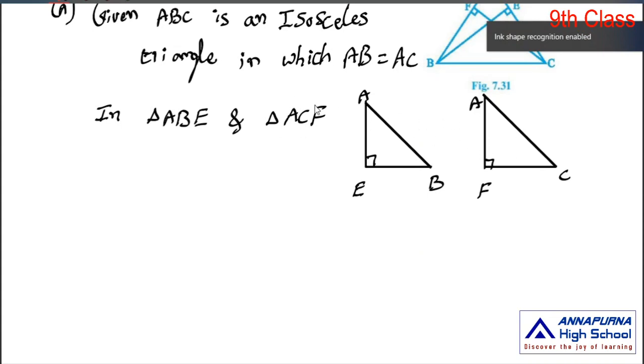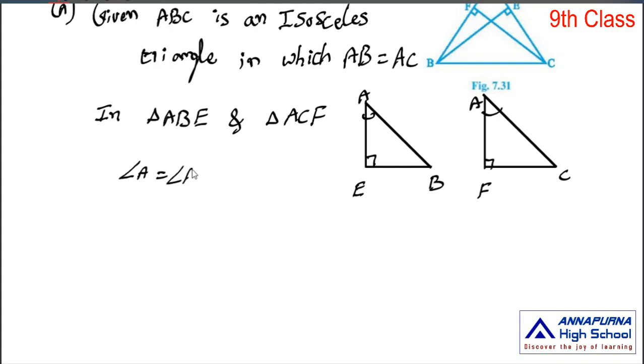Observe these two triangles. First, angle A is equal to angle A. This is the common angle of these two triangles, triangle ABE and ACF.